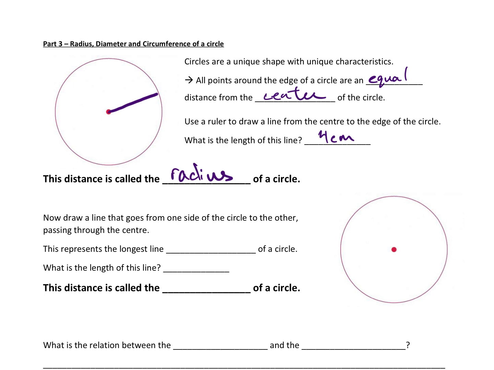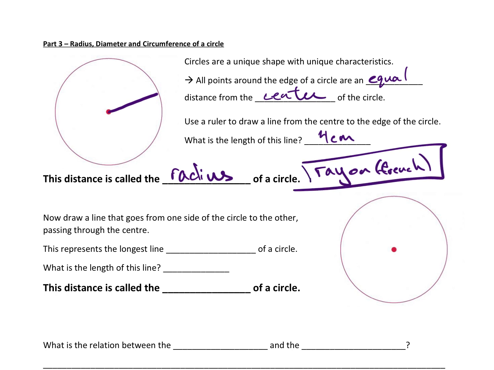The word in French for radius is rayon. I'll probably say that a couple times just by mistake. So now what we have to think about is that's called the radius. Now we're going to draw from edge to edge going through the center. This represents the longest line through the middle of a circle.